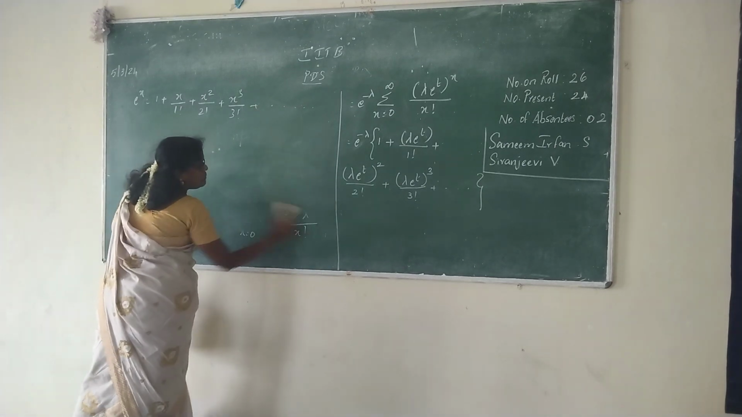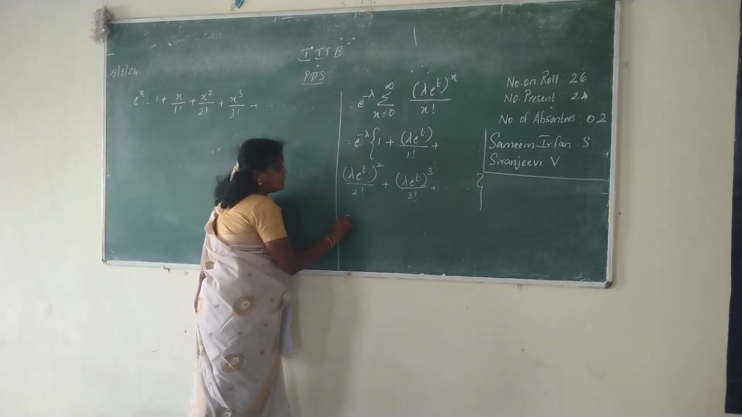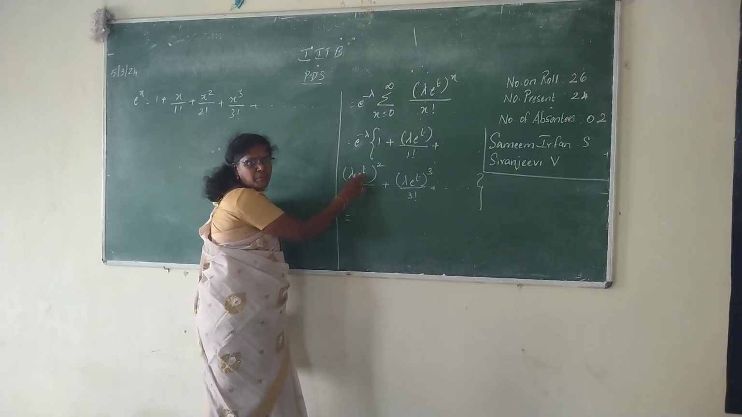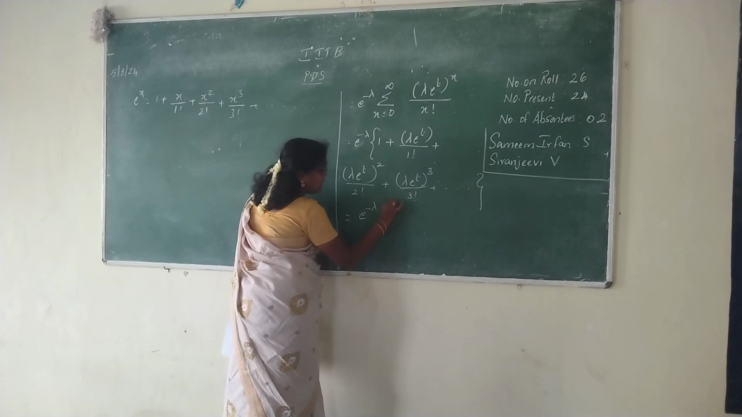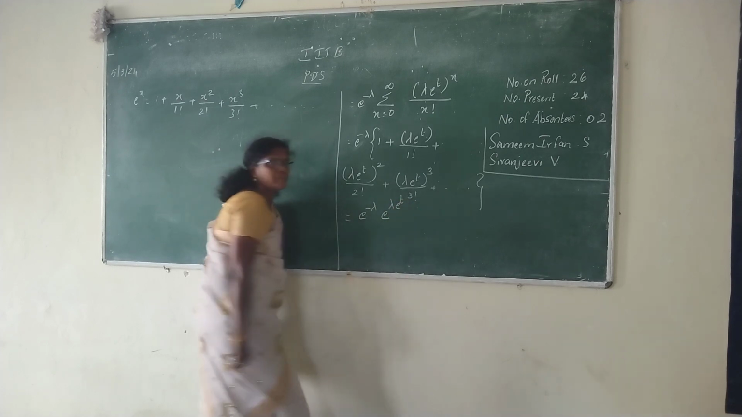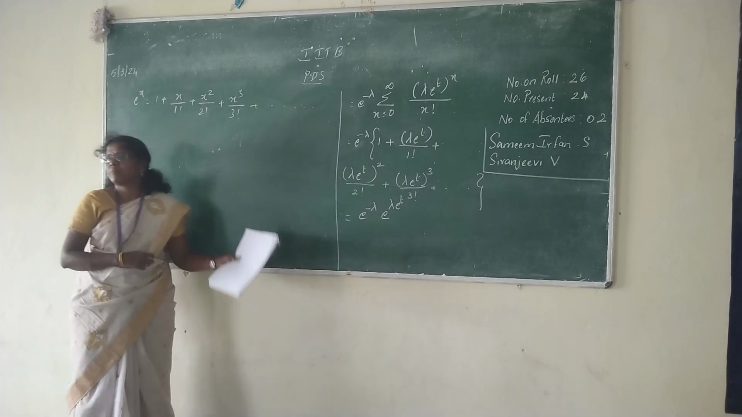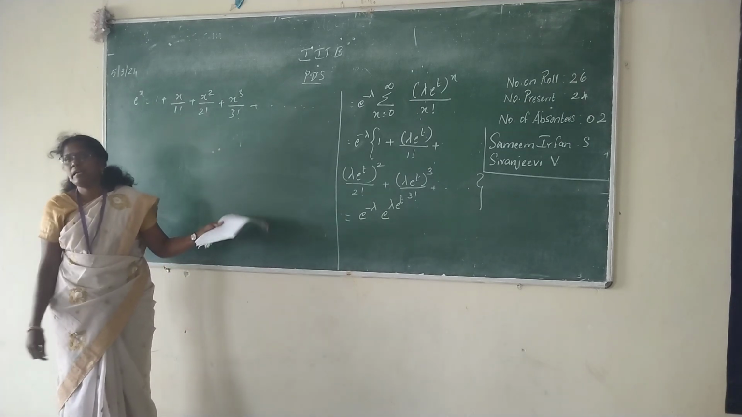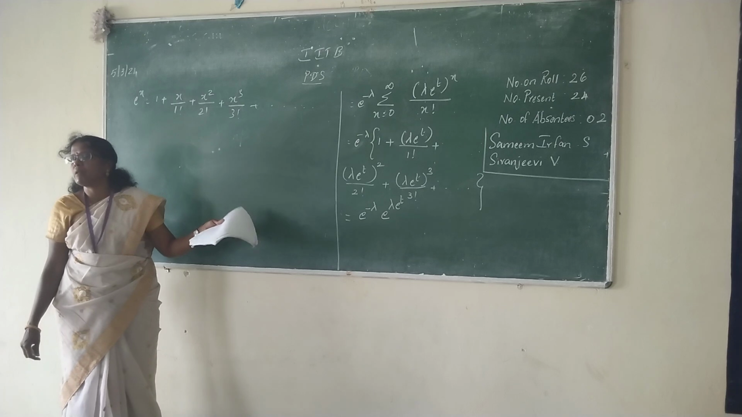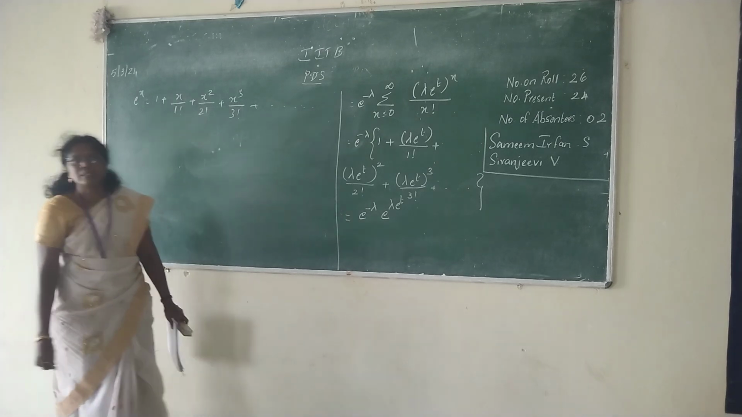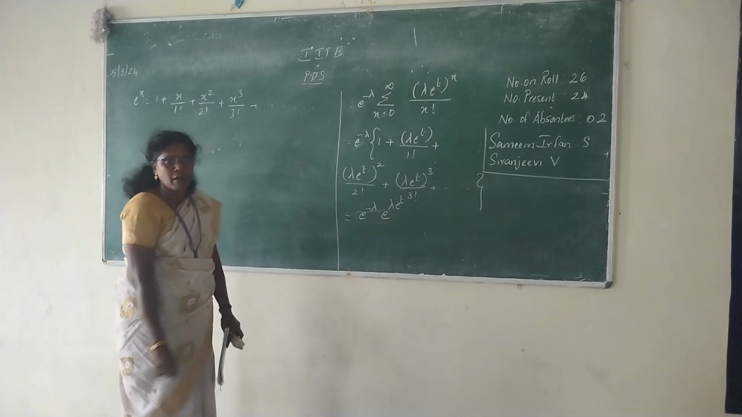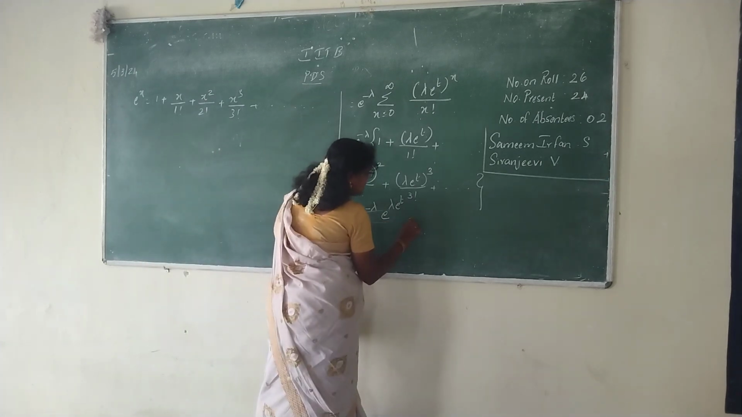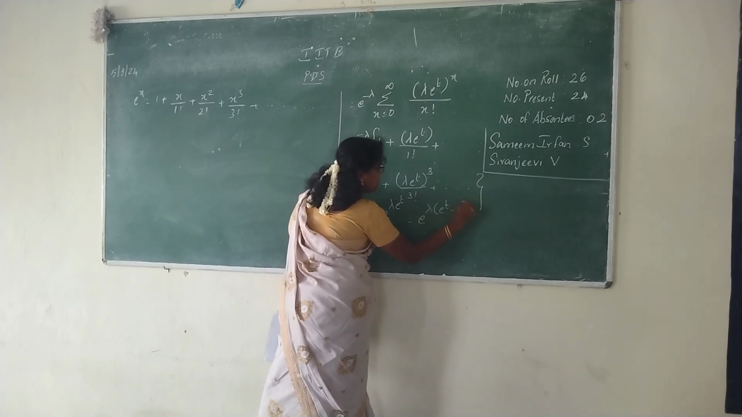Now replace it here. Instead of x we are having lambda e power t. So we will get e power minus lambda, e power lambda e power t. Since both have the same base, we can add the power. So you can write this as e power lambda into e power t minus 1.